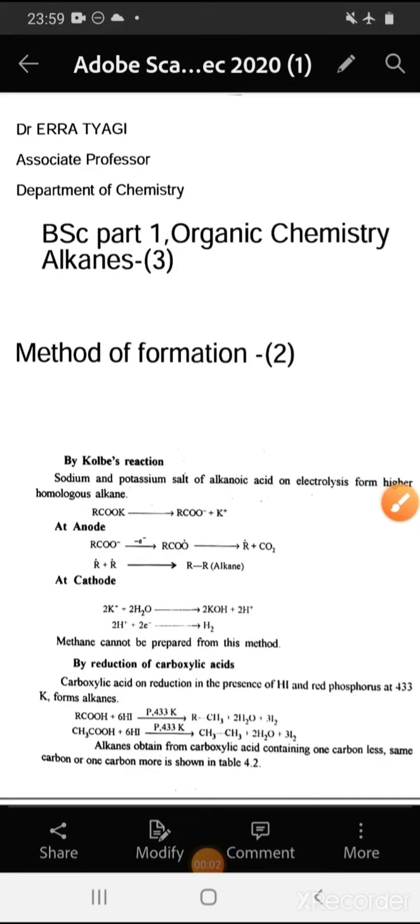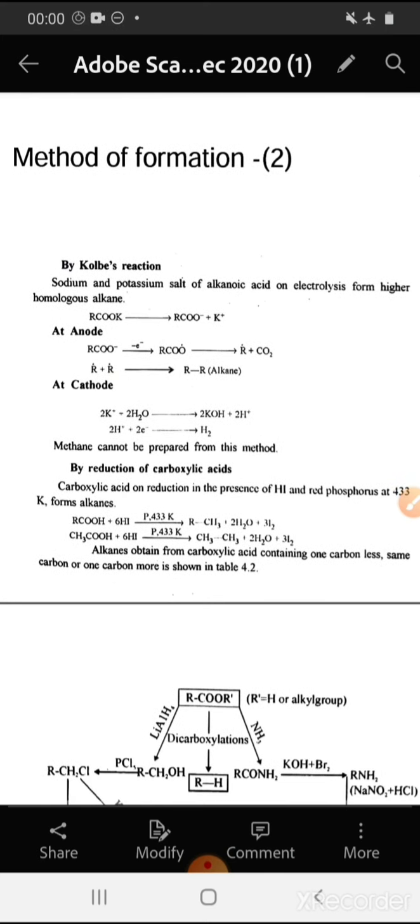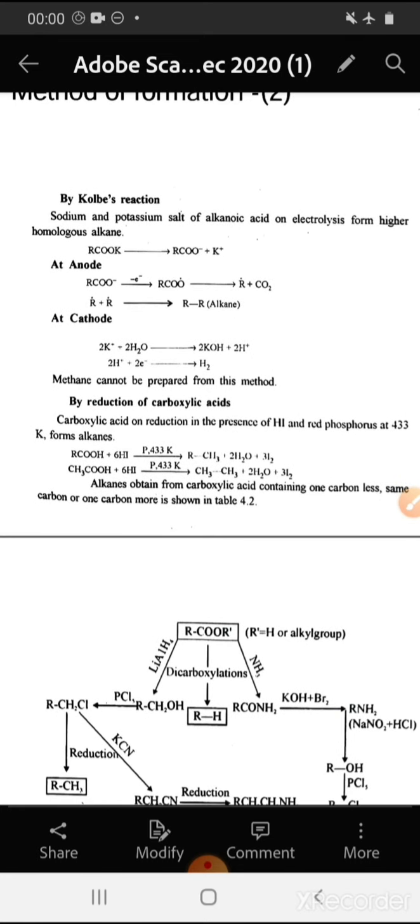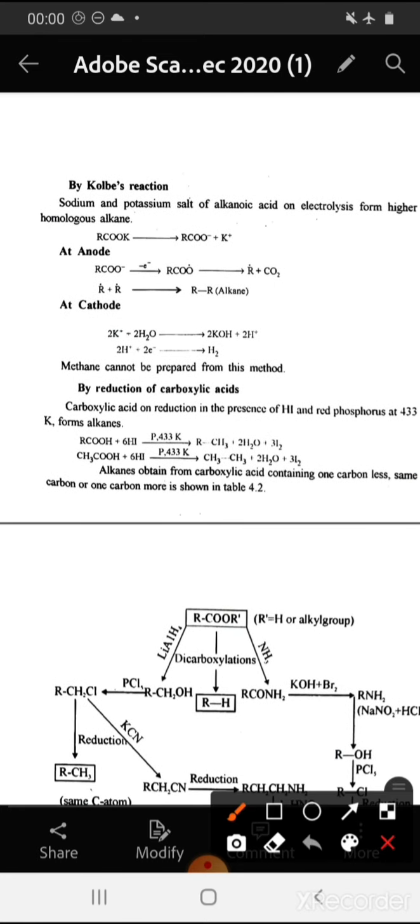In continuation of the last videos on alkanes of BSc Part 1 Organic Chemistry, in this video we continue with the methods of formation of alkanes as the first topic, and the first method for the formation of the alkanes is by Kolbe reaction. Sodium and potassium salt of carboxylic acid on electrolysis form higher homologous alkanes.